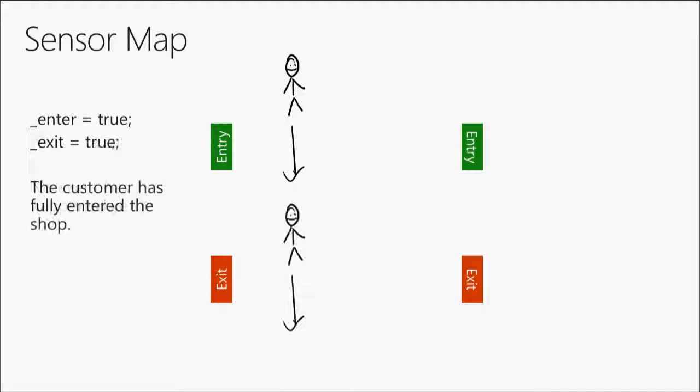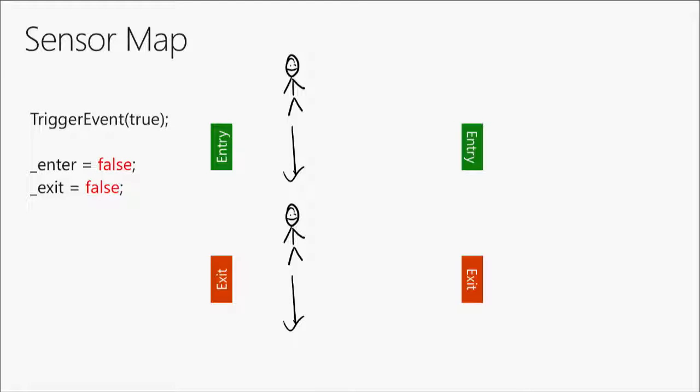As they continue to walk through, they will next trigger the exit sensor, and then I will set my Boolean value for exit to true. Or what I could do instead is trigger the event because I know enter is already true and exit sensor was just triggered. So at that point, I will trigger an event with the parameter saying, this is true, someone just entered my store, they did not exit my store, and then I'll reset the state. So I'll return both Boolean values to false.